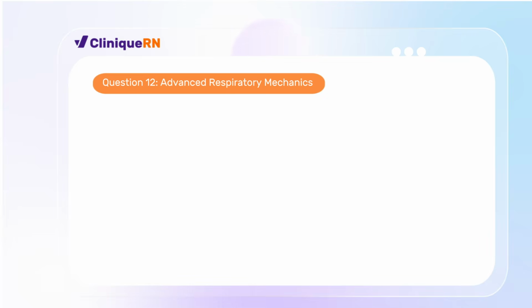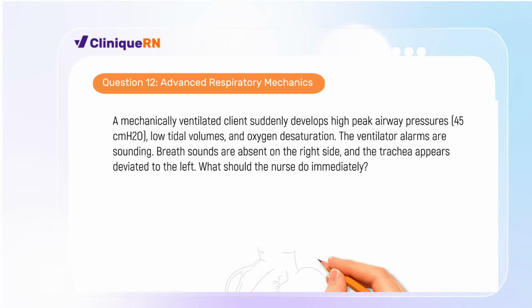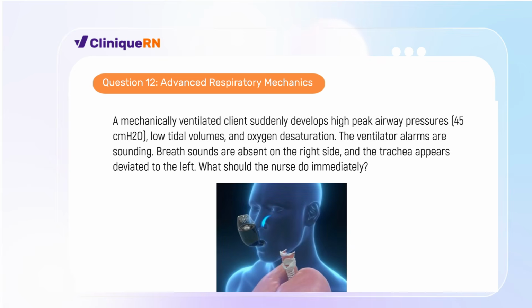Question 12. Advanced respiratory mechanics. A mechanically ventilated client suddenly develops high peak airway pressures, 45 centimeters of water, low tidal volumes, and oxygen desaturation. The ventilator alarms are sounding, breath sounds are absent on the right side, and the trachea appears deviated to the left. What should the nurse do immediately?